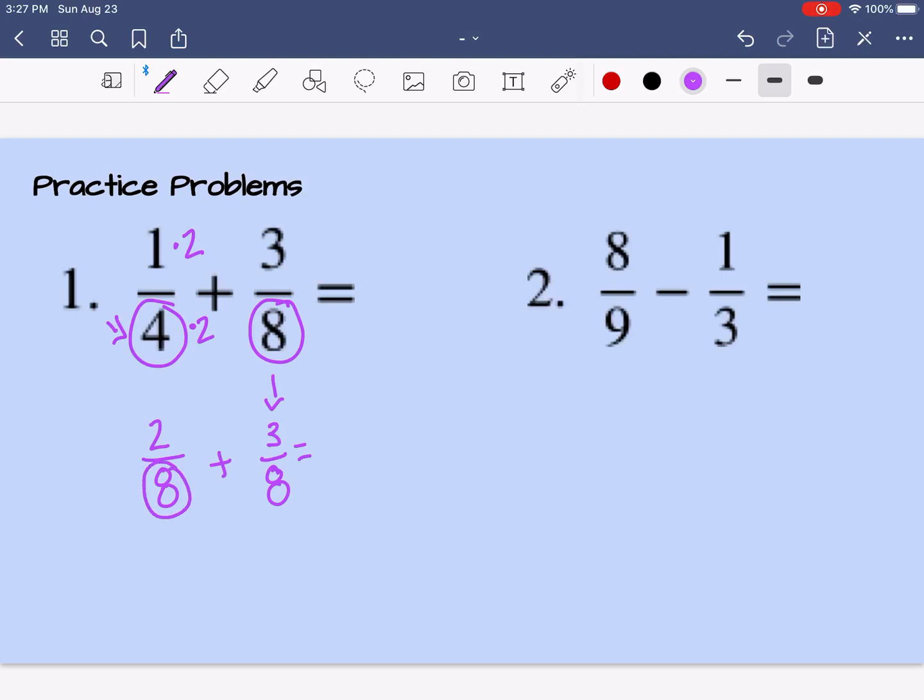Reminder, the denominator stays the same. So our denominator is 8, and then 2 plus 3 is 5. Can I divide 5 and 8 by anything in order to get this to lowest terms? The answer is no. 5 over 8 is reduced down to its lowest terms. Okay, problem number 2.